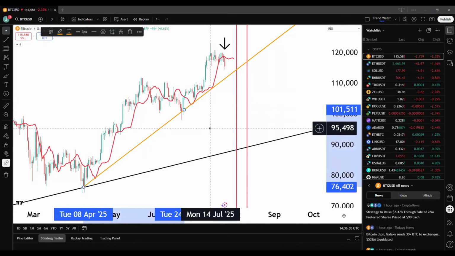One of the things that I pay very close attention to in Bitcoin is this line here, this uptrend line. This is Bitcoin's 80-day cycle, low VTL.